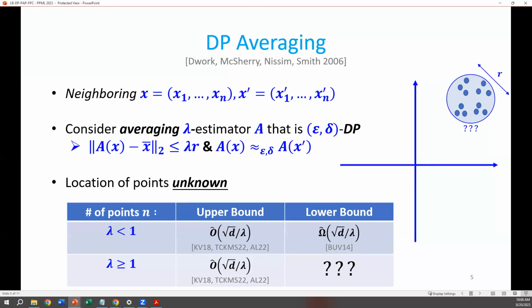Now we consider the case that the location of the ball containing the points is not known. For that case, for every possible value of lambda, we have the same upper bound as in the previous case, shown by Karwa and Vadhan, Sfadia et al., and Ashtiani and Liaw. For lambda smaller than 1, we have the same lower bound of Ban et al. However, for lambda greater than 1, we don't have any non-trivial lower bound. And this is one of the problems that motivated our work.